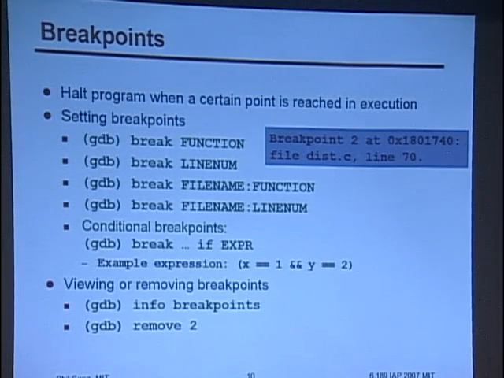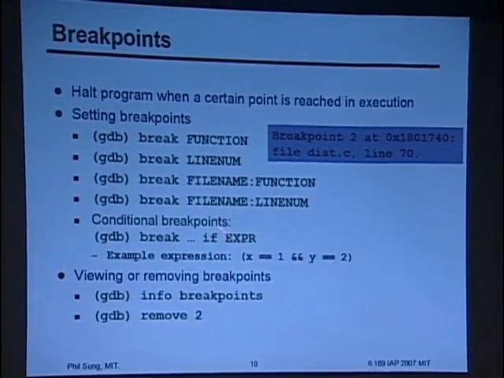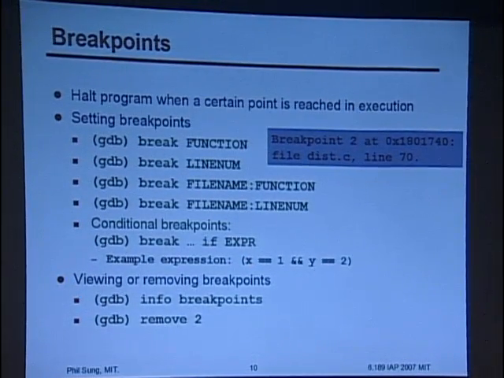Now, sometimes you want a little bit more flexibility than that in setting breakpoints. Suppose you only want a breakpoint to happen when a certain condition is true. This is helpful if you're trying to track down a bug, then you can write break and any of these things, and then if expression. And again, you can use any sort of expression that you would be able to use in C. And what GDB will do is every time execution runs up to that line, it will evaluate the expression, and only if that expression is true will it stop to ask you for control.